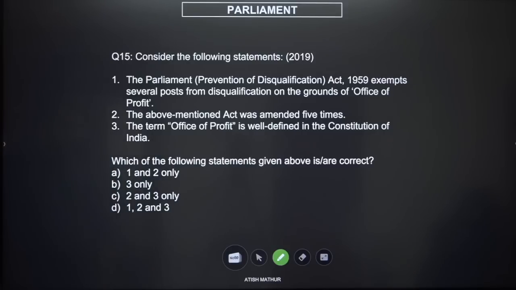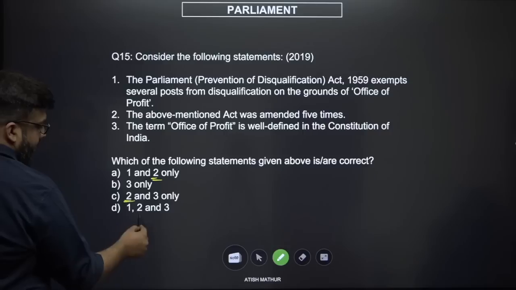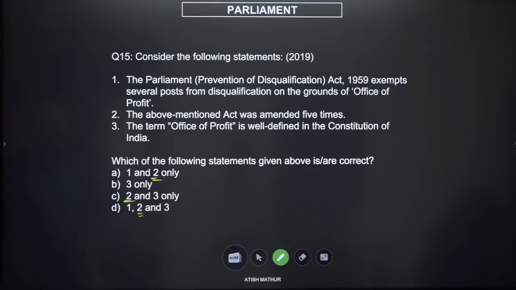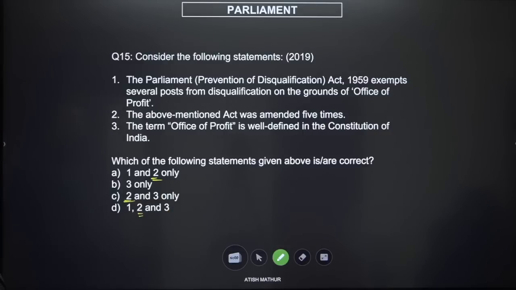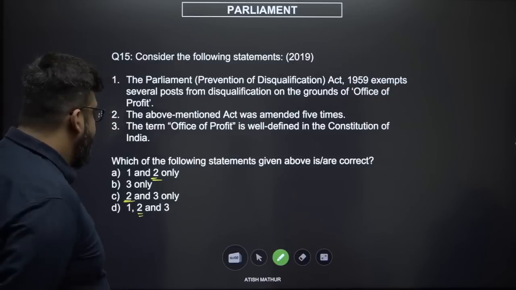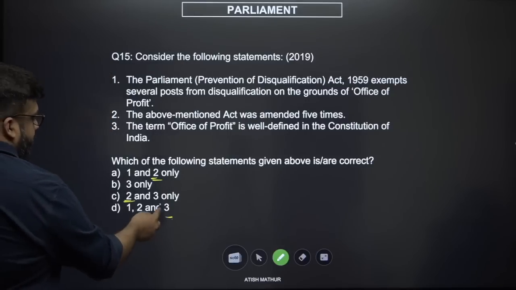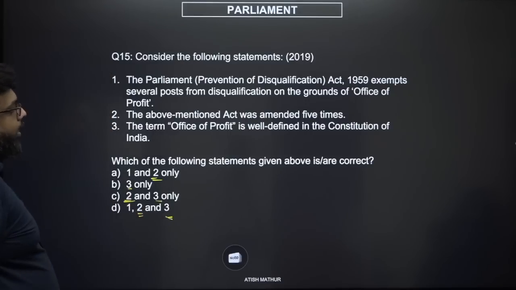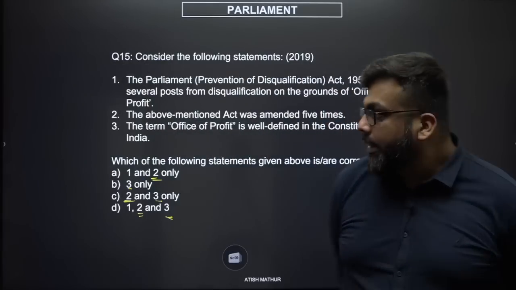We're able to see option number 2 here, here, and here. In 3 out of the 4 options, we're able to see option number 2. Can we eliminate option number 2? We don't have the required factual knowledge for it. Is there any other option which is in 3 out of 4? We've got option number 3. The term office of profit is well defined in the Constitution of India. Now think about it.